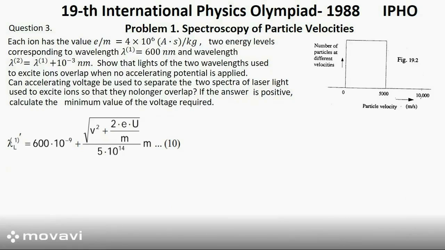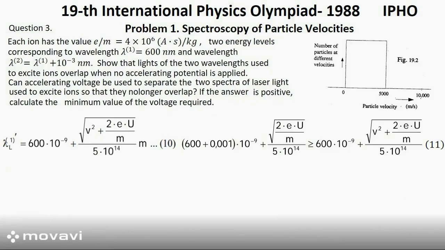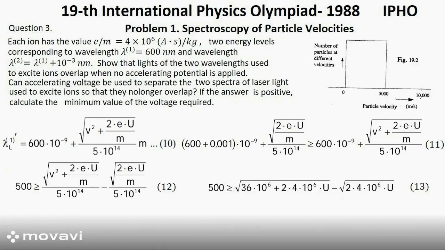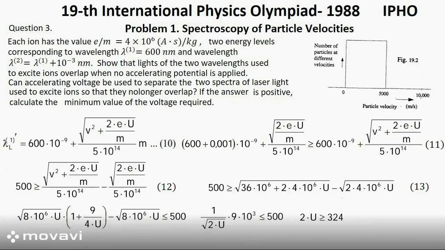Expression 10. Substitute lambda H2 prime from 8 and lambda L1 prime from 10 into 4, and we get inequality 11, which means 500 is greater or equal to expression 12 or expression 13. Assume that U is of the order of 100 and over, then we have the next calculations. And finally we have U greater or equal to 162 volts. The minimum value of accelerating voltage to avoid overlapping of absorption spectra is approximately 162 volts.